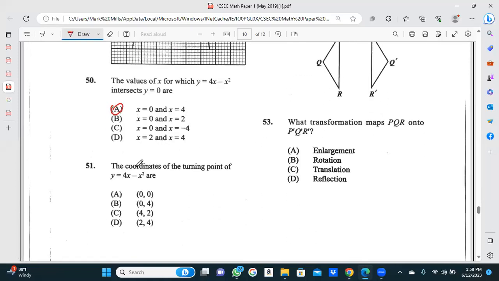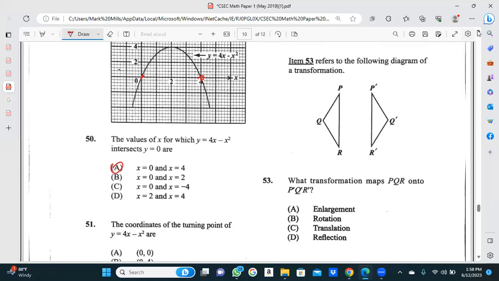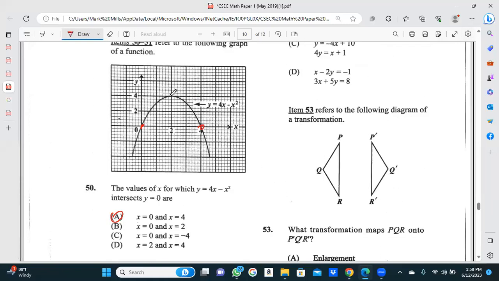Now, 51. The coordinates of the turning point of y is equal to 4x minus x squared are D. So we can see it. You can go back up, sir, so we can see it again. All right. So 2, 4. 2, 4. Yes, sir. D.